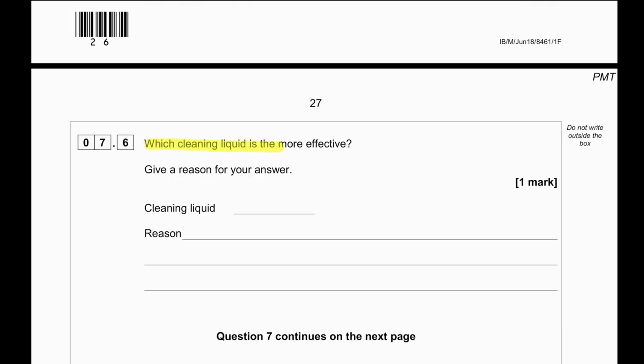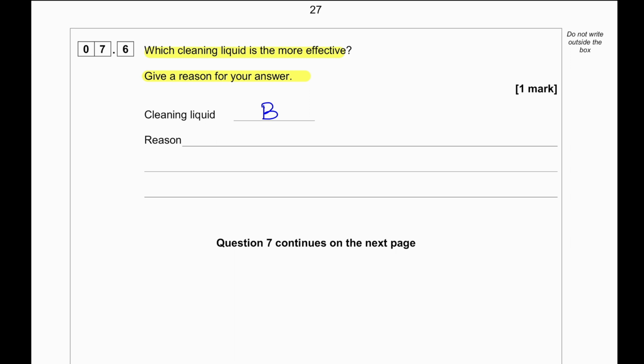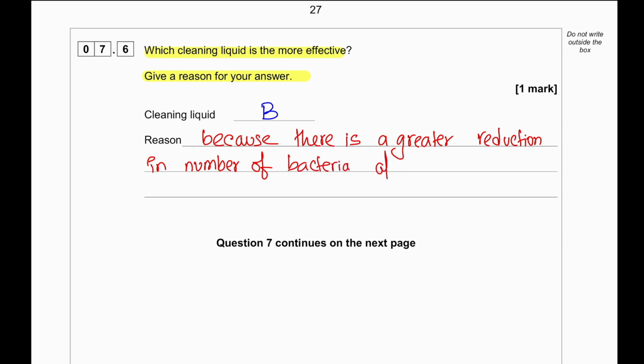Which cleaning liquid is the more effective one? Give a reason for your answer. So we can choose from here cleaning liquid B, because it is more effective in killing the bacteria, because there is a greater reduction in the number of bacteria after cleaning in both locations, in the table and in the sink.